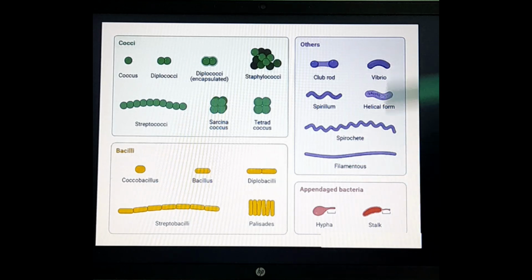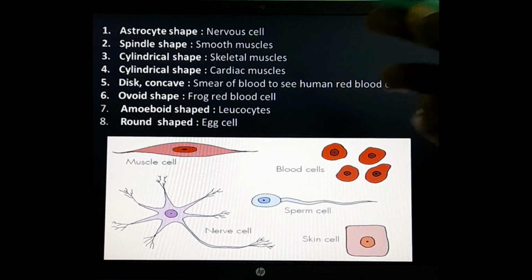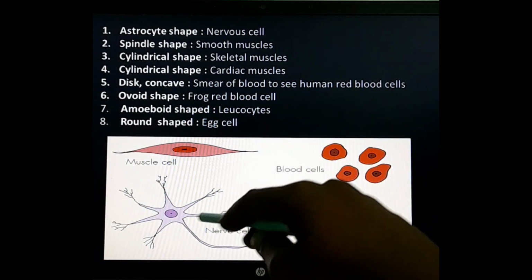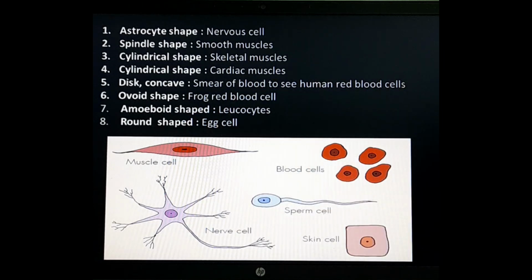Spiro means spiral shape. Filamentous. There are more than this, different types of shapes. Here are some examples. Astrocyte shapes. There is a nerve cell. Nerve cells, astrocyte means star-like. This is the star-like structure. So this is the example of nerve cells.